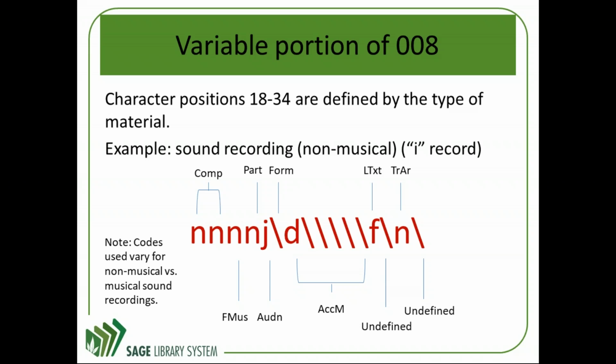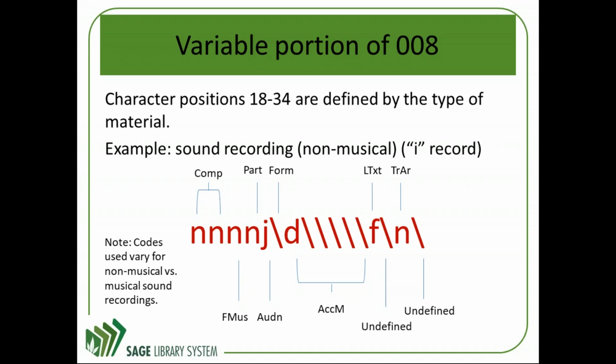But for the literary text for sound recordings, in this case, because it's a read-along, it's non-musical. We've got fiction as the literary text. Then again, there should be an additional backslash in there, undefined. Then transposition and arrangement. We've got an N for not applicable. Again, that's for if it's a musical recording, and then another backslash for an undefined position.